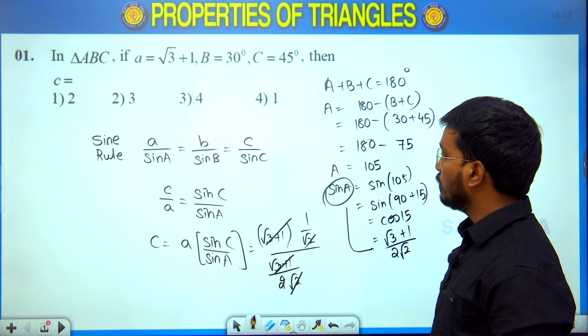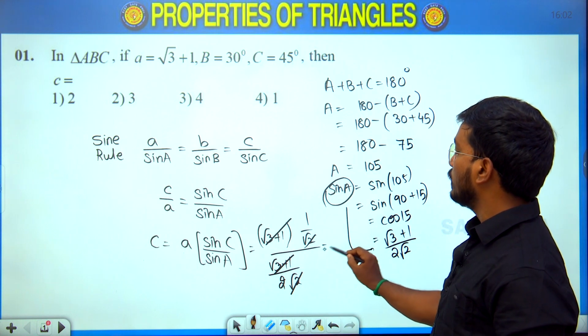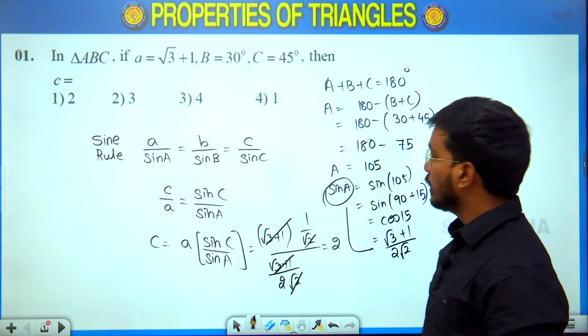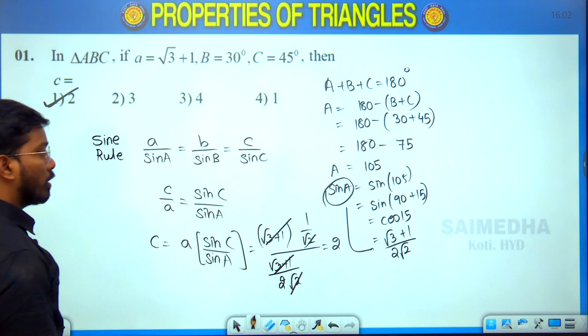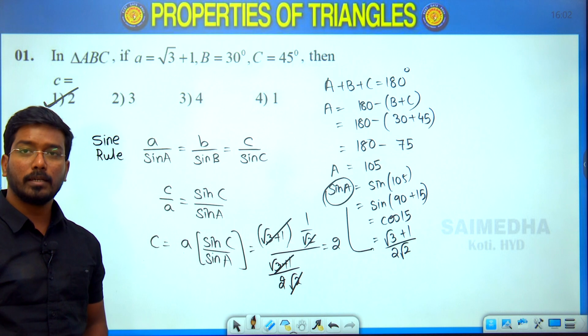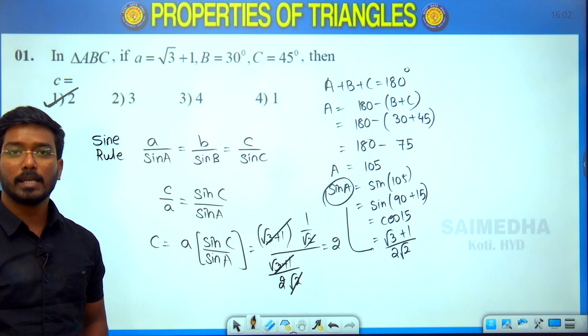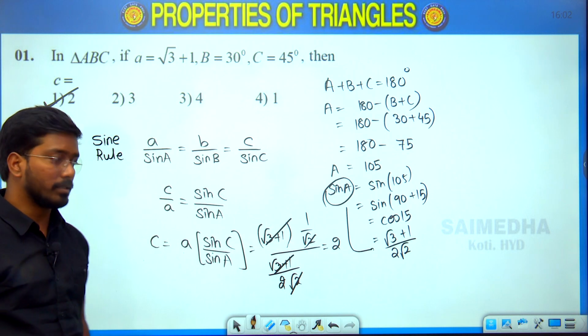So, what is the left out value now? 1 by 2. 1 by 2 going to the numerator, it will become 2. So, what is the correct answer for this question going to become? Option number 1. We are going to memorize the sine rule formula here: a by sin A is equal to b by sin B is equal to c by sin C.